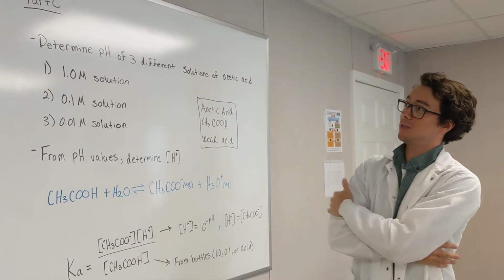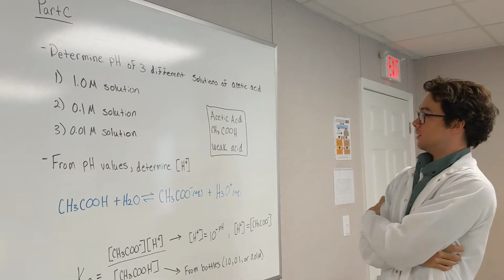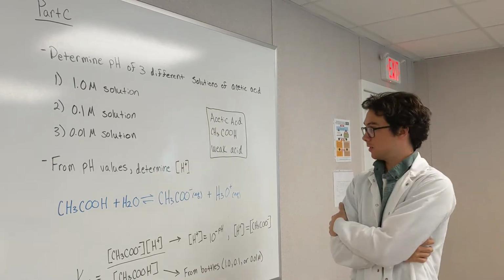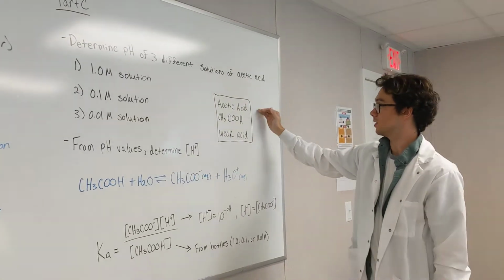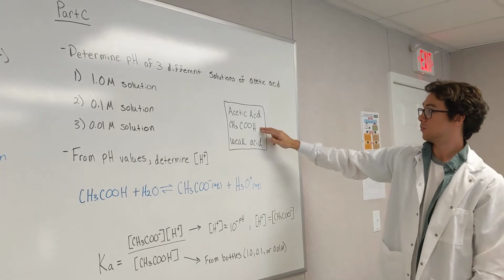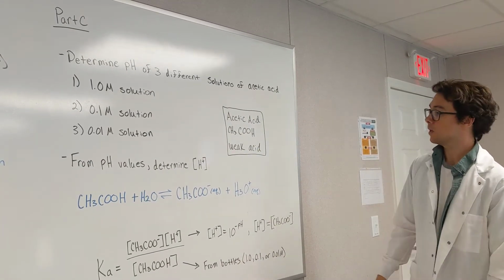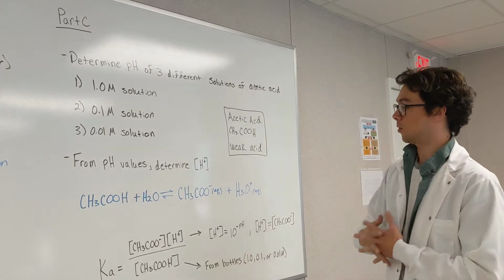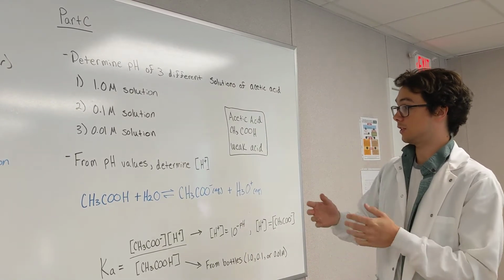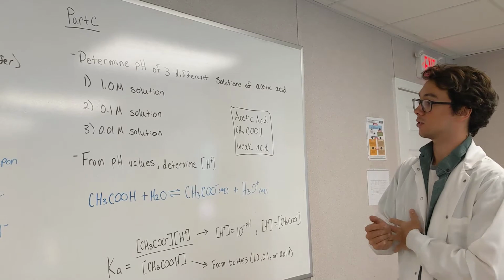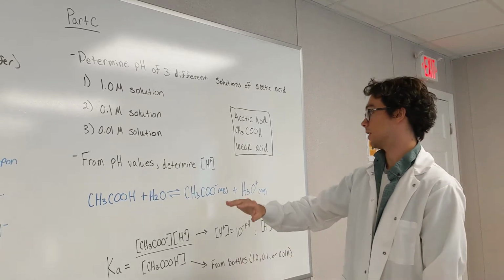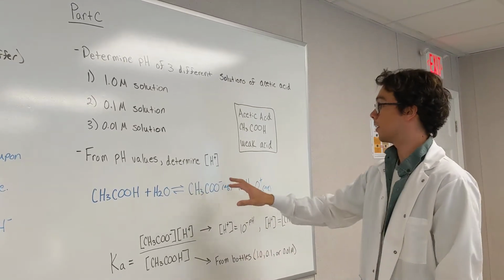So now we're on part C of the experiment, and this is dealing with acetic acid solutions. Acetic acid, if you didn't know, the formula for it is CH3COOH. It's a weak acid, which we talked about before, and it partially dissociates in solution. So it's not like a strong acid or base. It doesn't have a one-way arrow. It's got that equilibrium arrow.